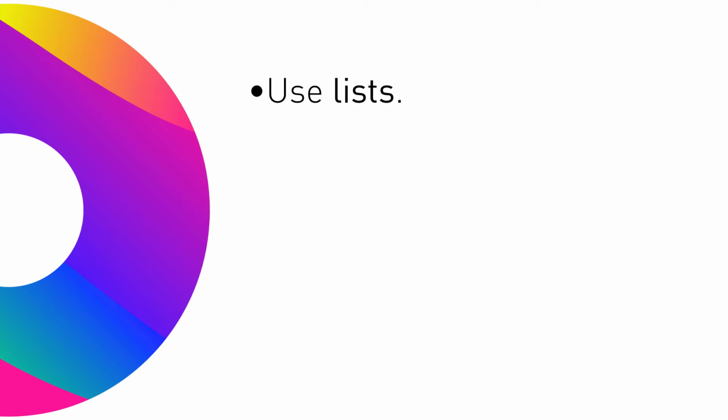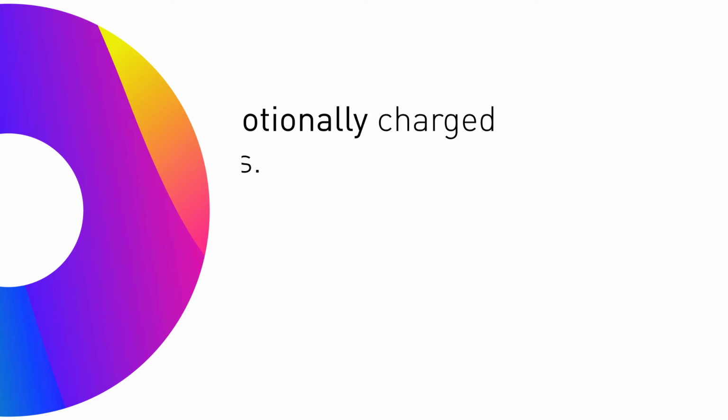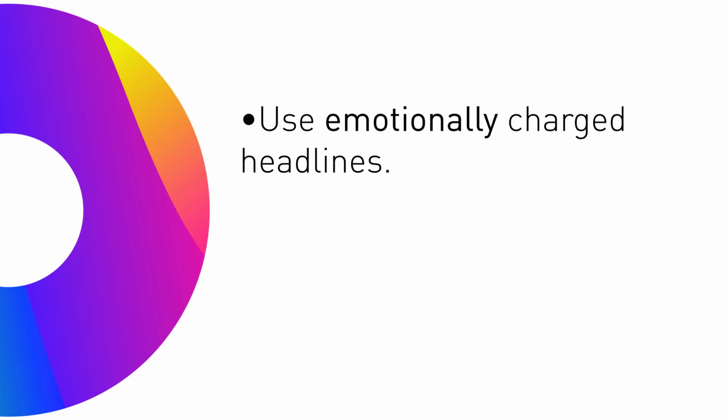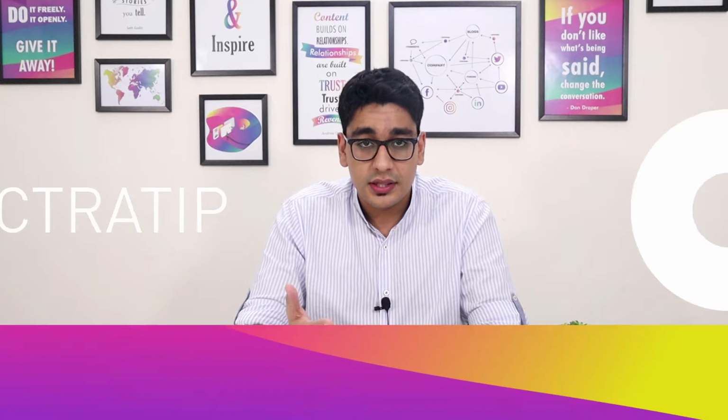Use lists. Lists and data-backed headlines are heavily consumed because their perceived practical value is pretty high. Use the 4 W's: what, which, when, and why. Headlines with these words are effective because they evoke our curiosity. Use how to if the purpose of your post is education or instruction. Use emotionally charged headlines as research shows that these receive a higher number of shares moving forward. Use the 4 U's: urgency, usefulness, ultra specificity, and uniqueness.